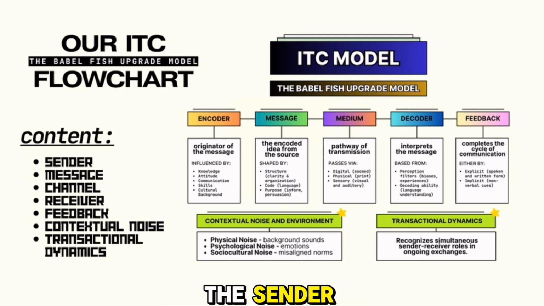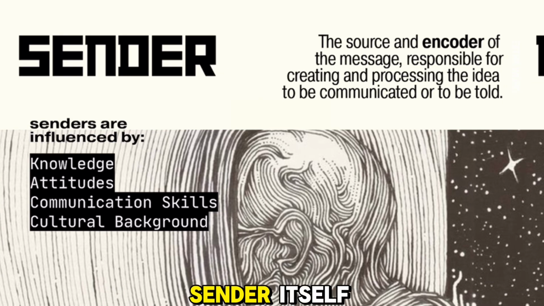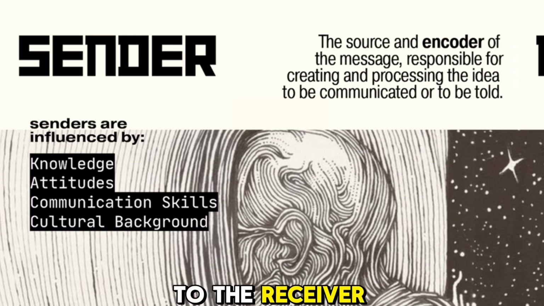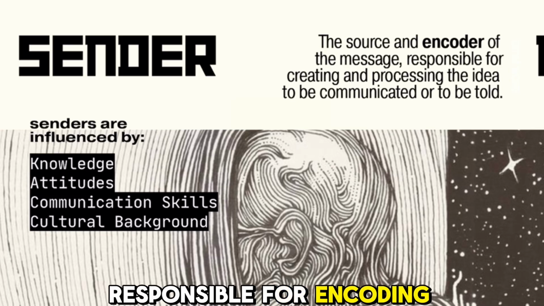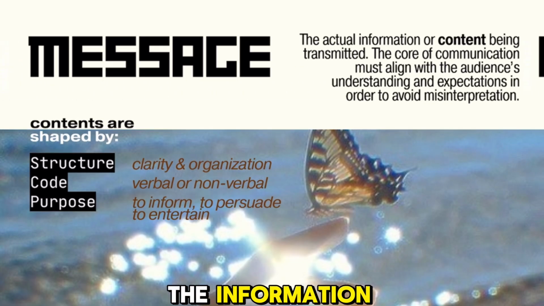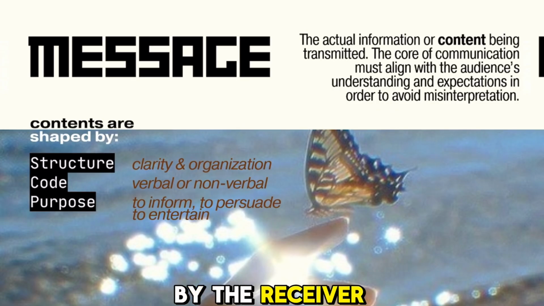And speaking of the sender, we will now explain the first component of our communication model, which is the sender itself. A sender is the person or entity who initiates the message and conveys it to the receiver. The sender is responsible for encoding the message, putting thoughts into words, symbols, or signals, and selecting the appropriate channel to transmit it. The message is the information, idea, or emotion that the sender conveys to the receiver. It is the core content of communication, encoded by the sender and decoded by the receiver.